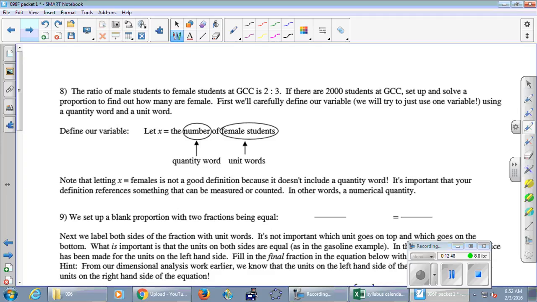First, we're going to carefully define our variable. We'll try to use just one variable using a quantity word and a unit word. Now, it's already written out here, but in word problems, oftentimes figuring out what the variable is a stumbling block for many. But if you read carefully, the question is going to almost certainly tell you what it wants the variable to represent. I'm asking you how many are female. That's what you should let x equal. Let x equal the number of students that are female. Number of female students. We've got both a quantity word, that's number, and female students is the unit.